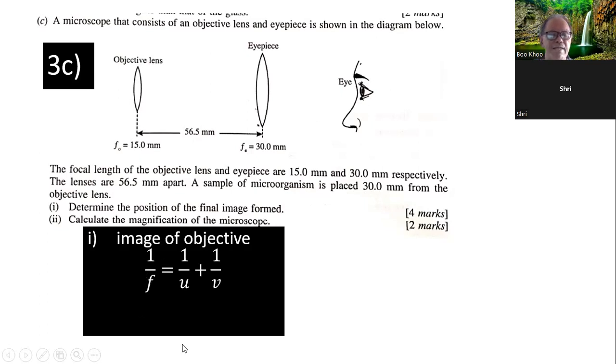Use the formula. Focal length is 15. U is 30. Then calculate your V. There's your image here. Object is here. There's your object. There's your image here. Roughly sketch, so they can sketch on the diagram itself, so that you know how it is. It should be inverted. It should be magnified also. That's what we want.